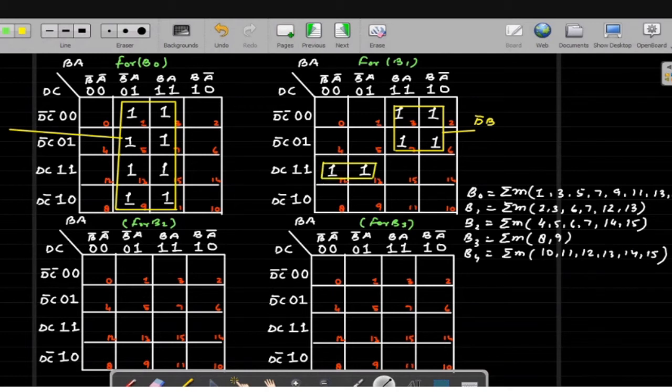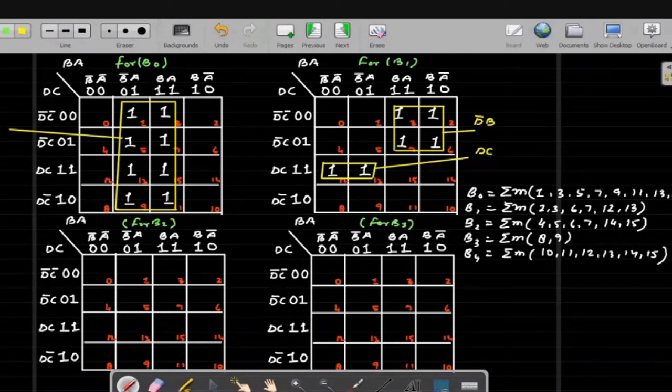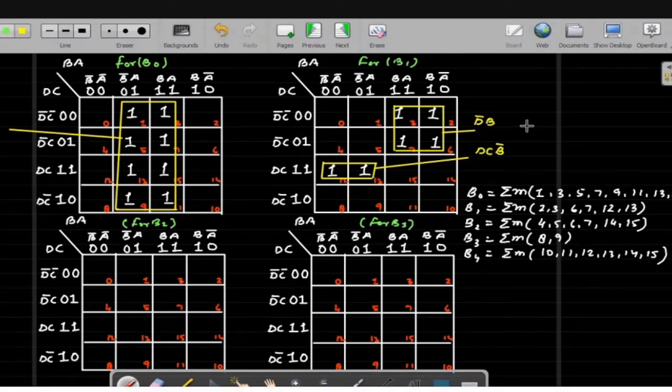Okay. So if you solve it, then what you will get? D C B bar, and D bar B. So if somebody asks you to write the Boolean expression for B1, then the Boolean expression for B1 can be written as D C B bar plus D bar B.